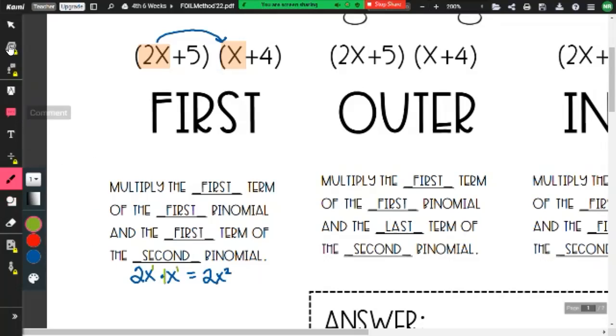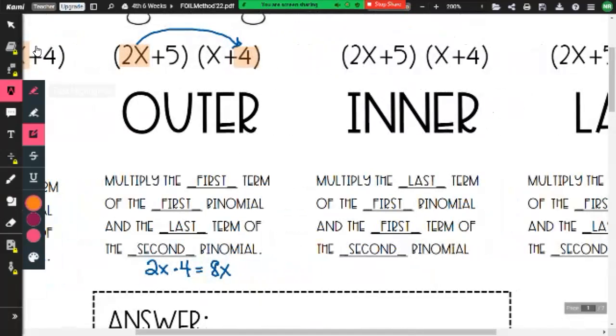Okay, let's try the next one. Outer. When we're talking about outer, we're talking about the outside of all 4 of these terms, 1, 2, 3, 4 terms. On the outside, we have 2x and on the outside we have the 4. Outer: the first term of the first binomial and the last term of the second one. So we're going to take that 2x and multiply it by 4. 2x times 4 is just 8x.